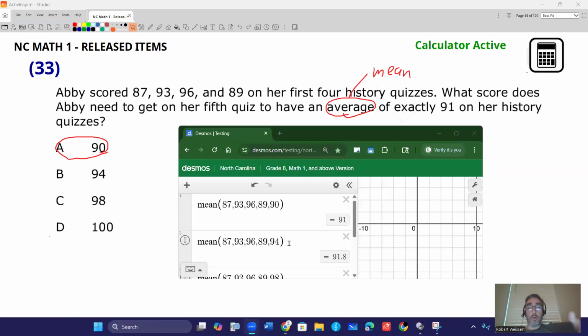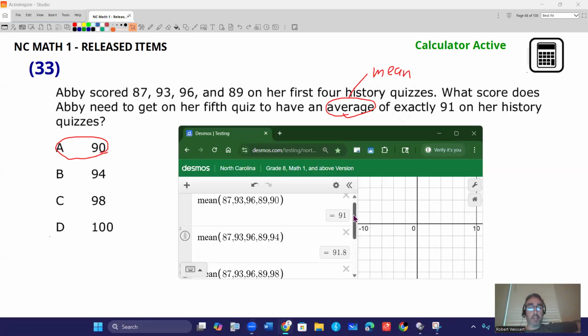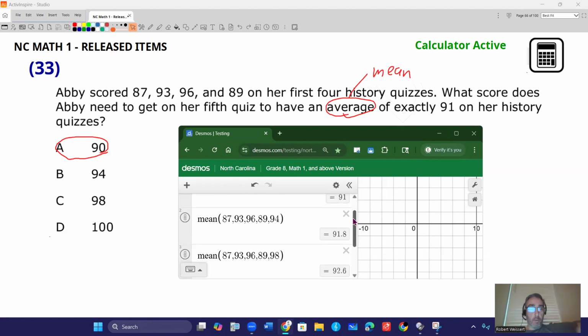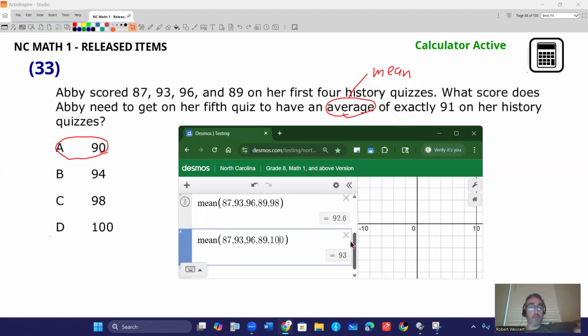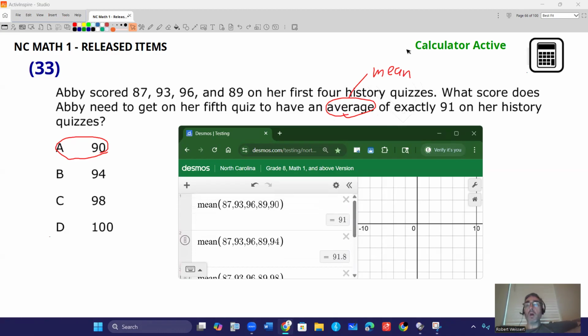And there is no real need to check the other ones. You can see I did just so you can see what those numbers, 94, 98, and 92 give you for means. And certainly it's going to be above 91. All right, so that really concludes this video. Stay on because I can go over it by hand if you want to see it.